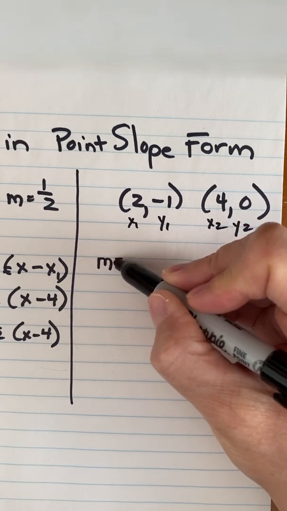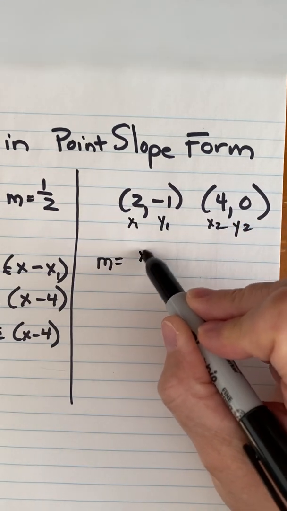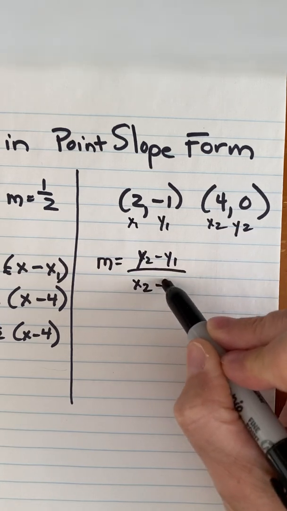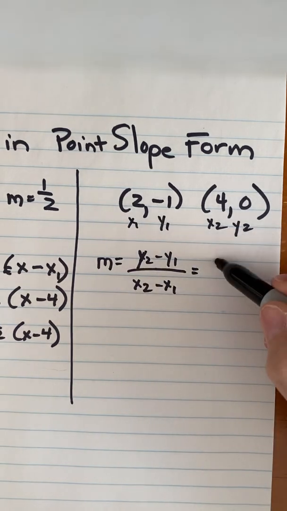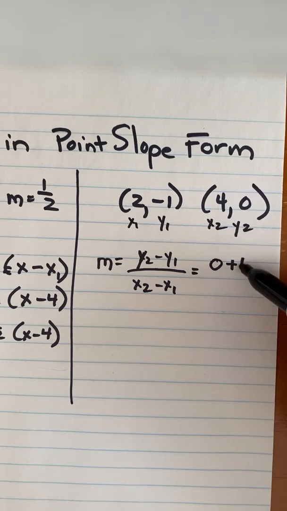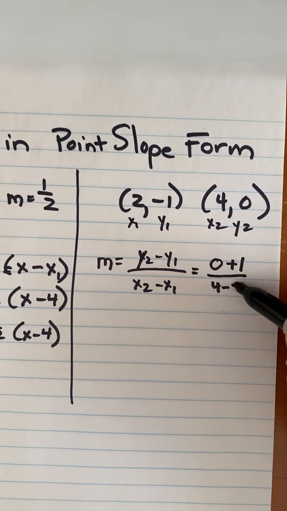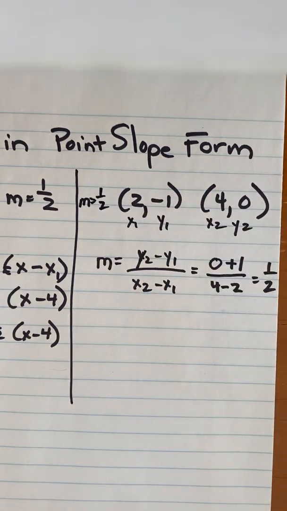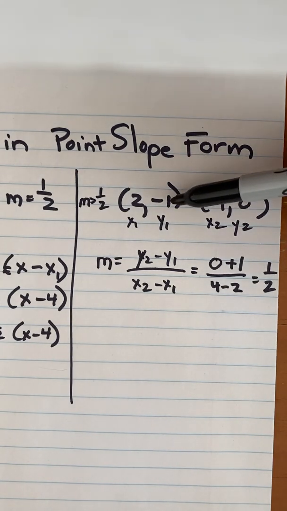The slope formula says I do y sub 2 minus y sub 1 over x sub 2 minus x sub 1. So I do 0 minus negative 1 over 4 minus 2, and I get a slope of 1/2. So over here I put m equals 1/2. Now I'm going to just double check this, because if you don't get the slope right, you're never going to get the equation right. So 0 minus negative 1 is 1, 4 minus 2 is 2, so it's 1/2.